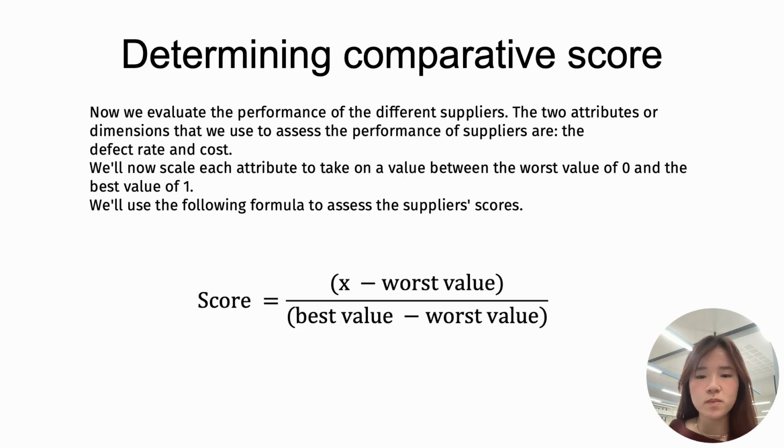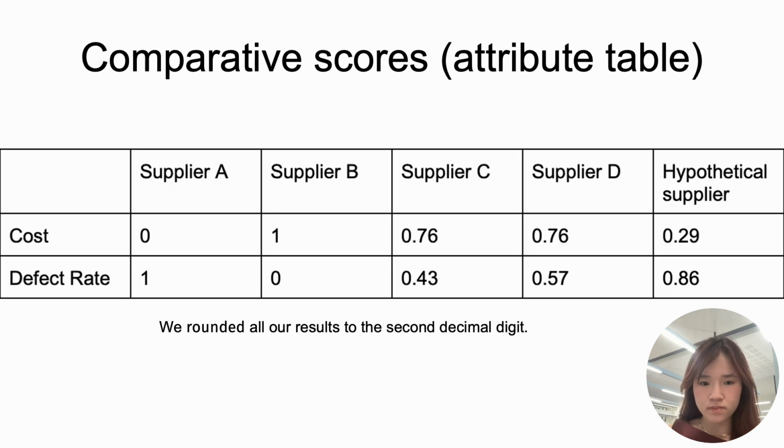Now we evaluate the performance of the different suppliers. The two dimensions that we use to assess the performance of suppliers are the defect rate and the cost. We'll now scale each attribute so it takes on a value between 0 and 1, 0 being the worst value and 1 being the best value. To assess the score of the suppliers, we'll use the following formula: score equals x minus worst value, divided by best value minus worst value.